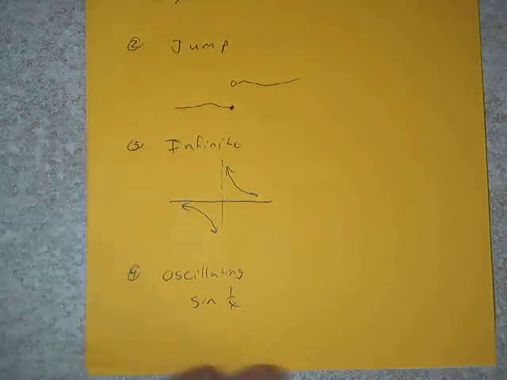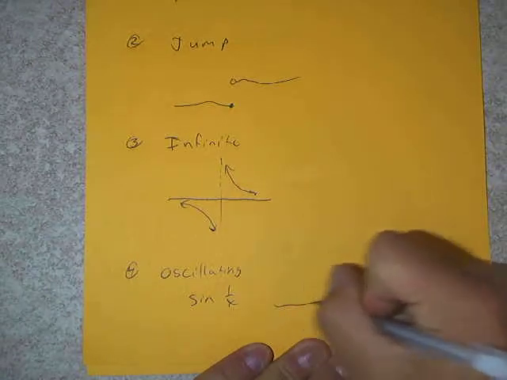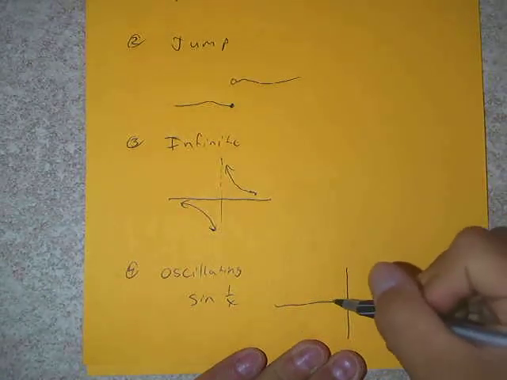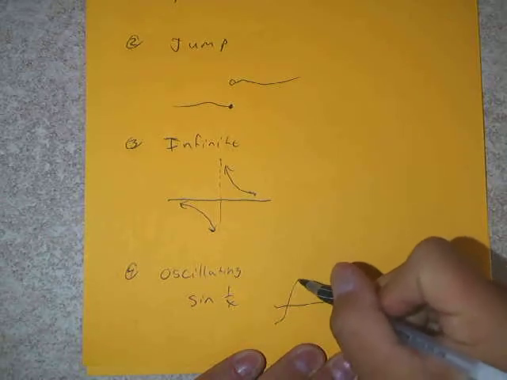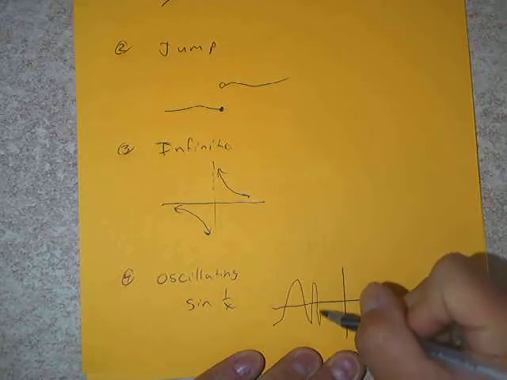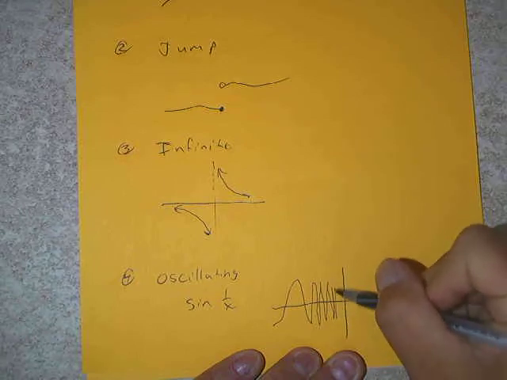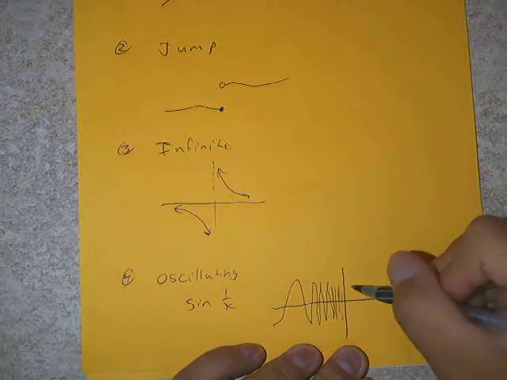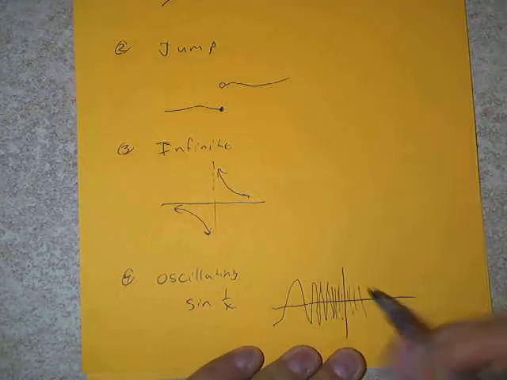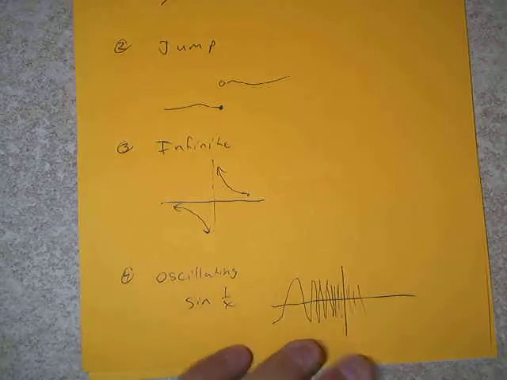And ultimately, the oscillating discontinuity is fairly rare. We don't have too many functions that have oscillating discontinuities. But a good example would be sine of 1 over x. If you were to graph the sine of 1 over x, and look as you get closer to the origin, you can see the picture there, and they'll draw the picture better than I will.